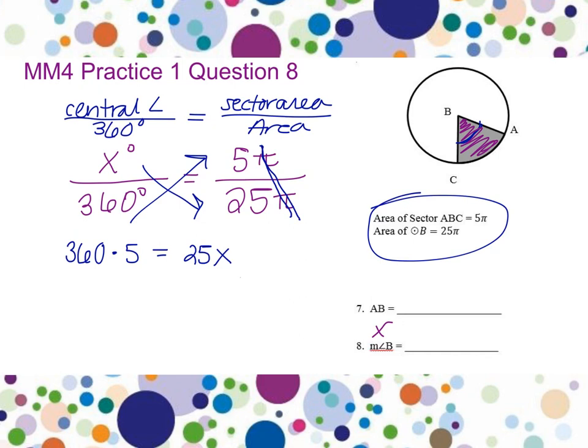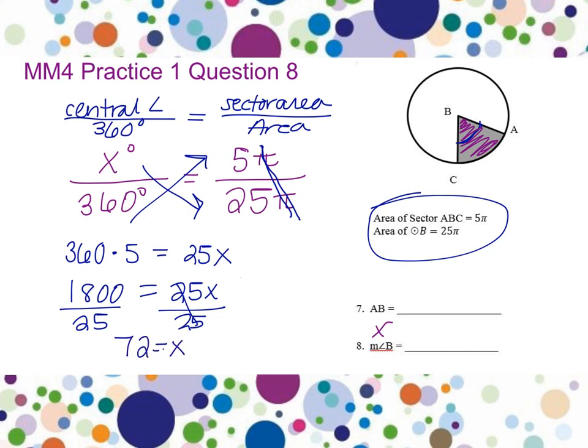360 times 5 is 1,800. So again, 1,800 is equal to 25x. And then we know we could divide both sides by 25 to isolate x. And when we do that, we get 72. So the measure of angle B is 72 degrees.